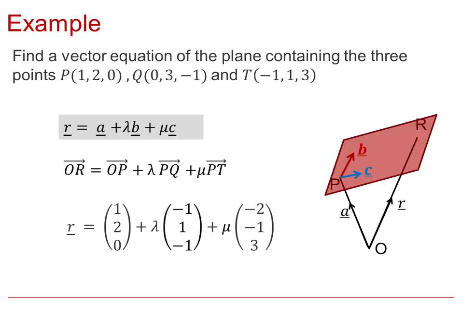Of course, we could have jumped on using Q and then found different direction vectors lying in the plane by looking at QT and QP. Or again, we could have jumped on at T and found different direction vectors lying in the plane. So there are many different ways of writing an equation of a plane in parametric form.